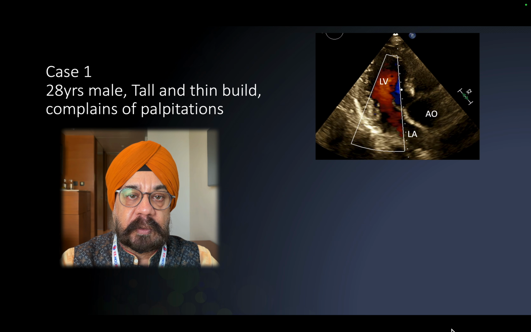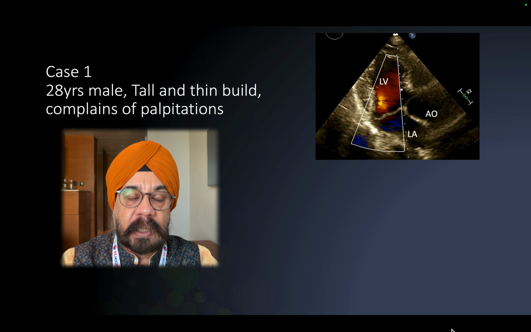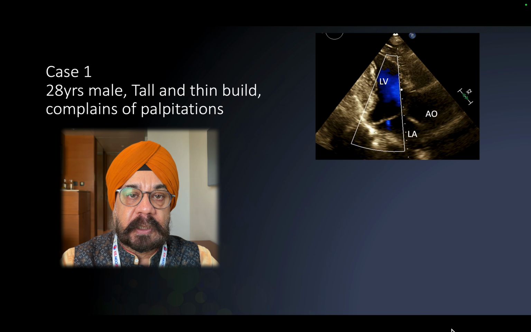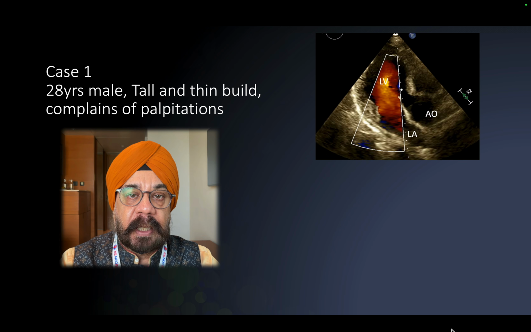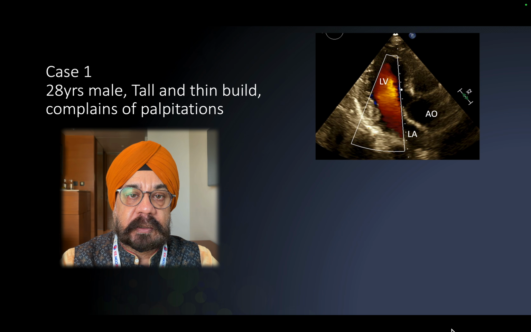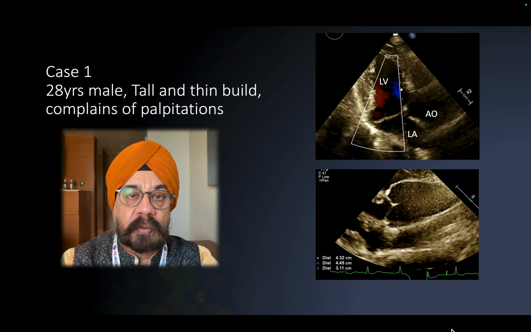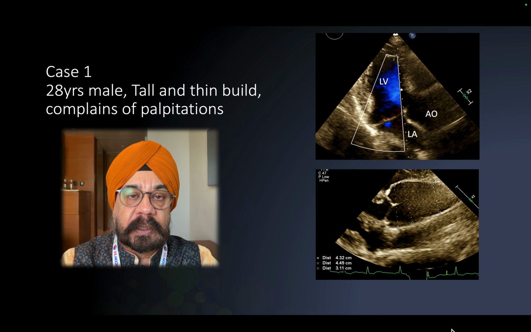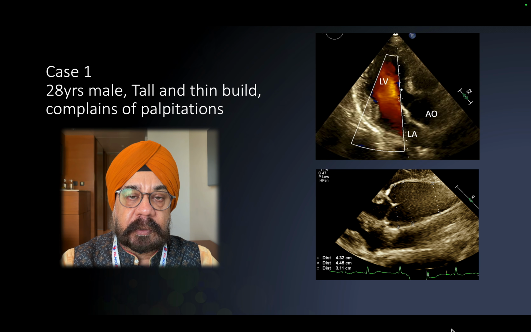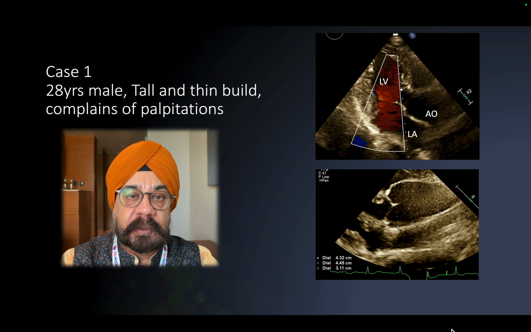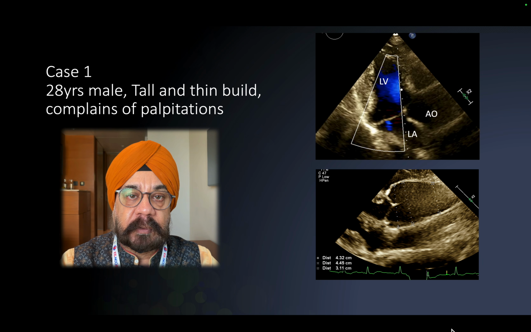Here, you can see both AML and PML are prolapsing, and that's something like A1, A2, and P2 scallops. And then what you see here is dilatation of the aorta, and on measurement it is more than 4 centimeters in diameter, which is actually the definition for dilatation of the aorta.